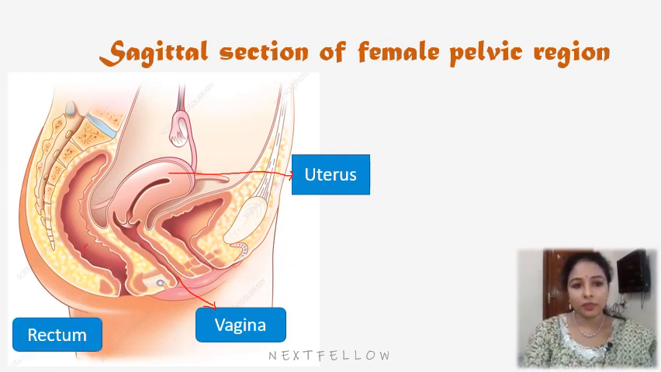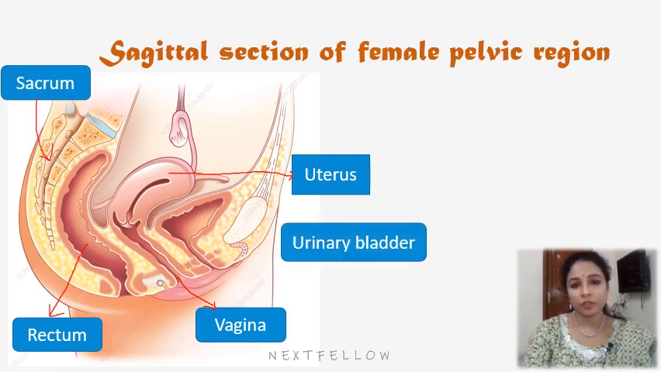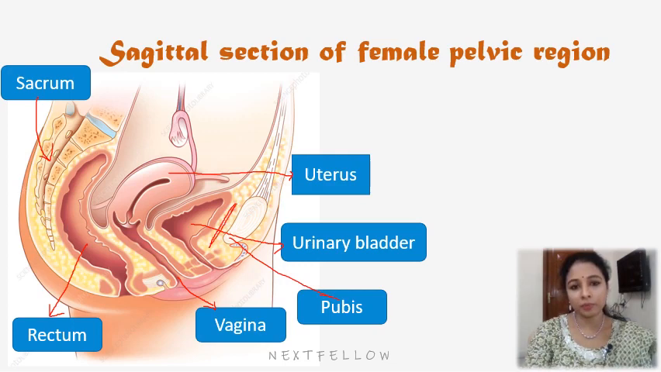And posterior to the uterus and vagina, we can see the rectum and anal canal. Still more posteriorly is the sacrum with the coccyx. Anterior to the uterus, we can see the urinary bladder, and anterior to the urinary bladder is the pubis. The space between the pubis and the urinary bladder is the retropubic space, or space of Retzius.